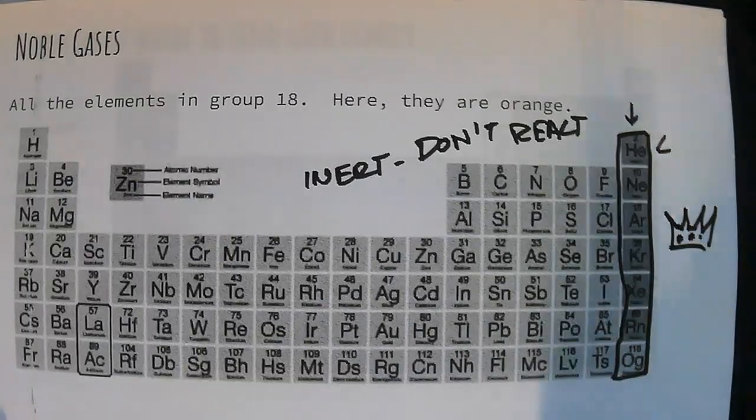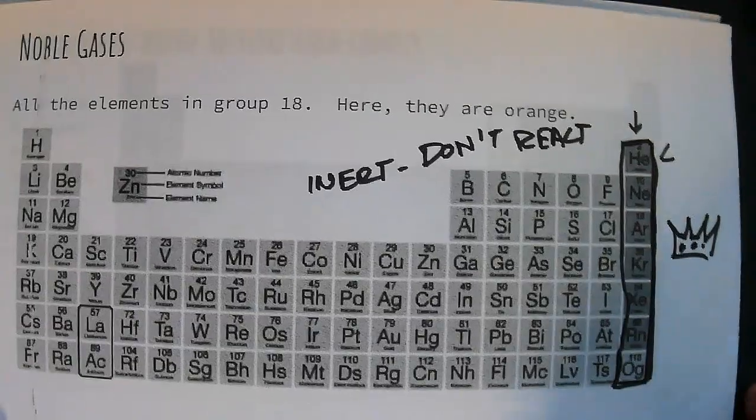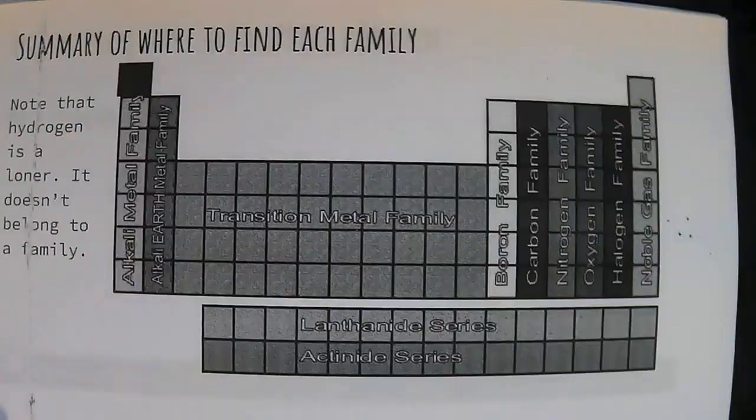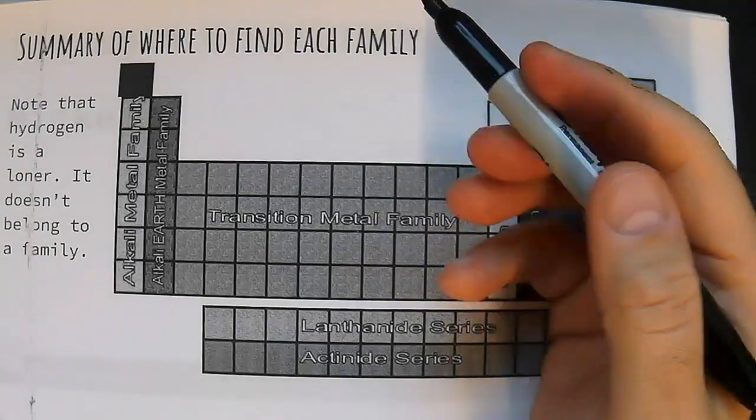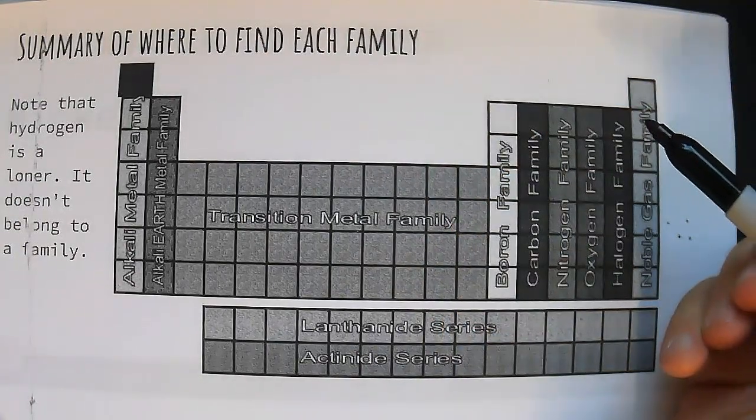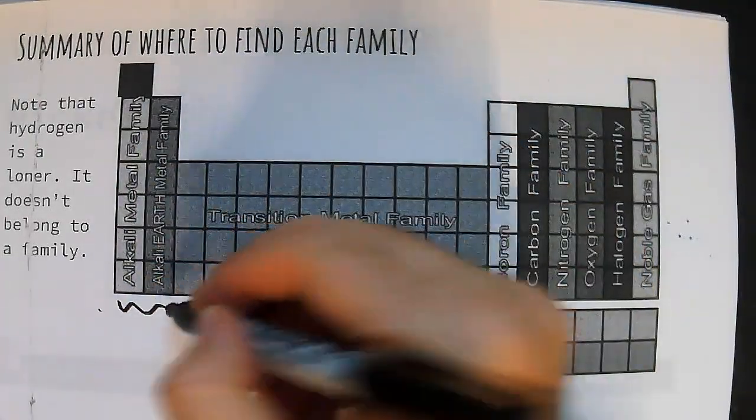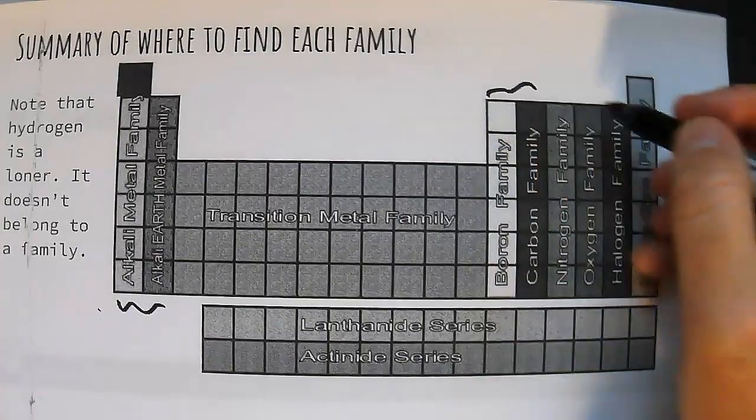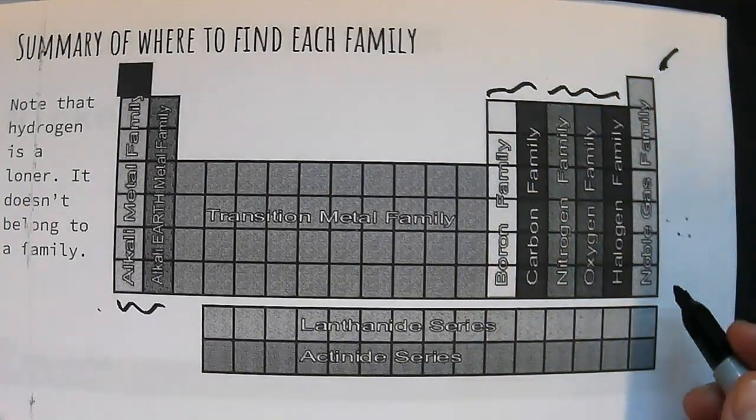Okay, that's my little crown showing how noble they are. Okay, so I will post this in the Google Classroom so you know where each family is and what we call how we divide the periodic table in parts here. So we have the alkaline, again, notice a pair that's similar, then we have triplets, and then we have the standalone because they do their own thing.